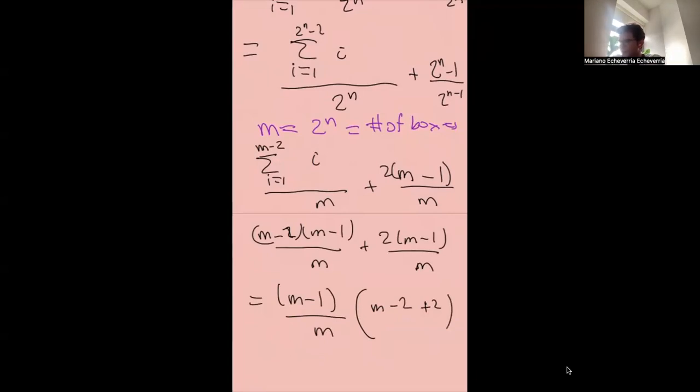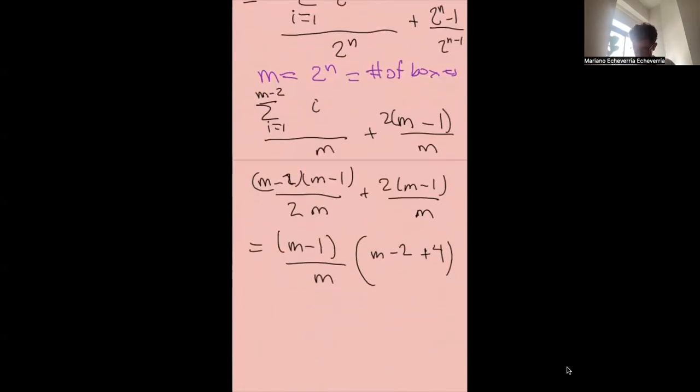Wait, am I doing this? Let me check if I'm doing anything incorrectly here. Just give me a second. Oh, I forgot a 2 here. That explains it. The sum of the first n numbers is n times n plus 1 over 2. So that fixes it.